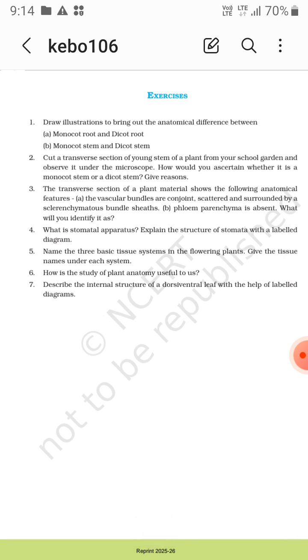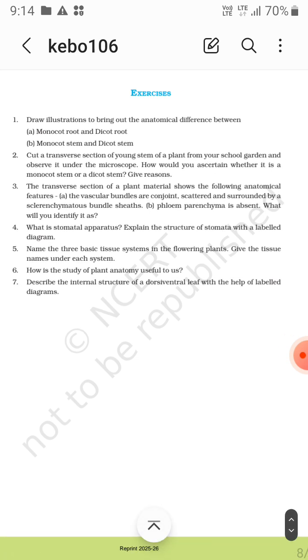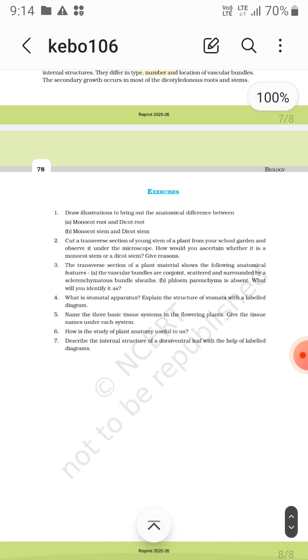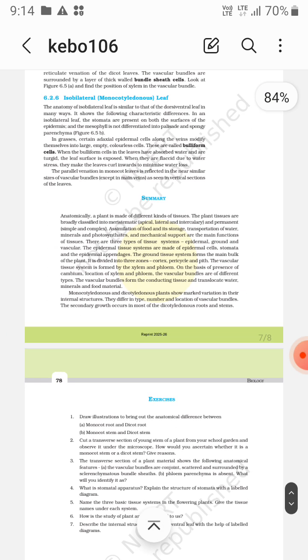Describe the internal structure of a dorsiventral leaf with the help of a labelled diagram. So your chapter is done here. That's it.